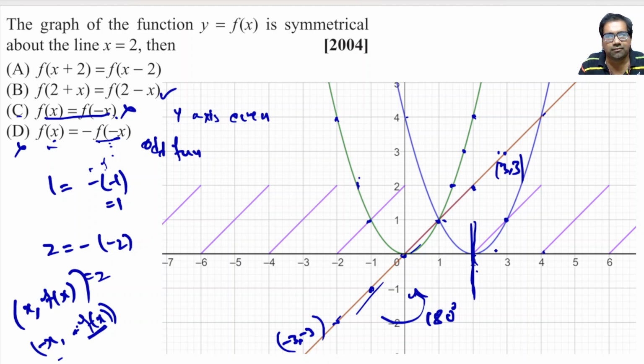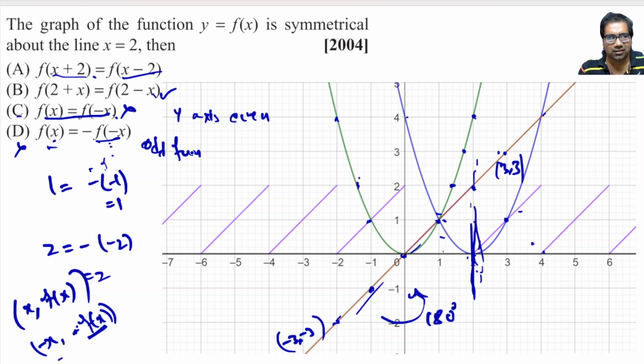Of 2 plus x, whatever is on the right side is symmetrical with respect to the left side, because 2 is at the middle of this graph, right? So if you fold the graph on this line, this and this will coincide. Now, f of x plus 2 and f of x minus 2.